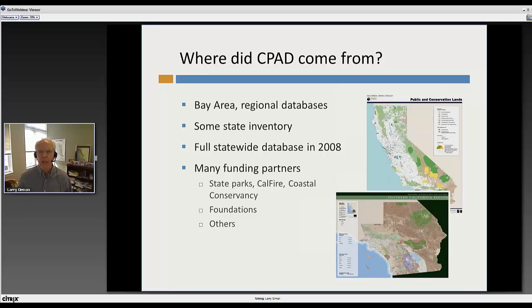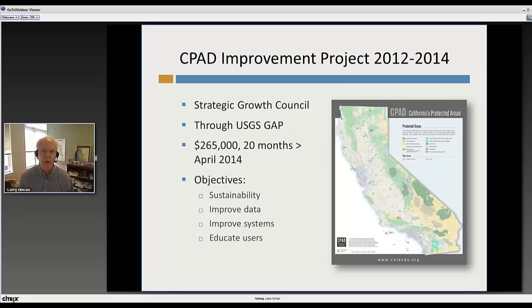And only in 2008 could we get a chance at a statewide database, mostly by little bits of funding from all sorts of different partners. There was never any ongoing funding for statewide work to really bring the data set up. A little over a year ago, we were able to get funding from the Strategic Growth Council for about 20 months, and that let us really improve the data set an awful lot. It let us do a lot more outreach to educate users, and it helped us build systems that will hopefully make the data much more efficient over time.